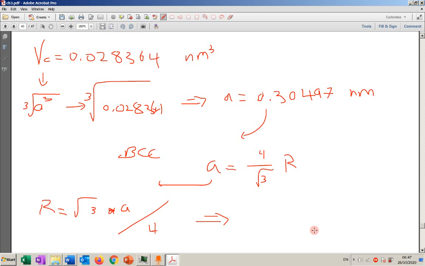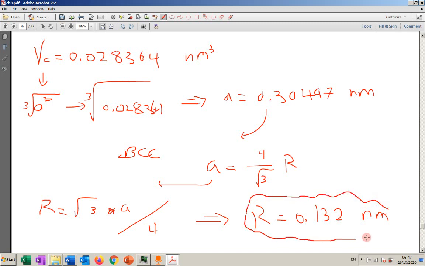Now we will check if we have any mistake. Now R, we found it to be 0.132 nanometer. You simply bring A back into here, times root 3 over 4, and that gives us 0.132 nanometer.